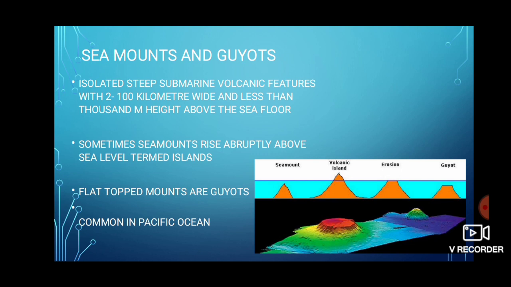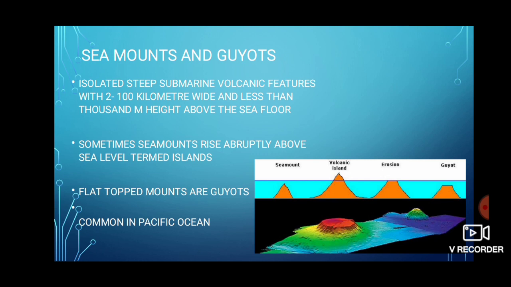Sometimes some seamounts have a very flat top, and such flat-topped seamounts we call guyots. These types of features are very common in the Pacific Ocean. In the diagram we can see a seamount that rose abruptly from the submarine ridges or from the deep ocean floor, and some seamounts have risen even above sea level, and those features we call volcanic islands.